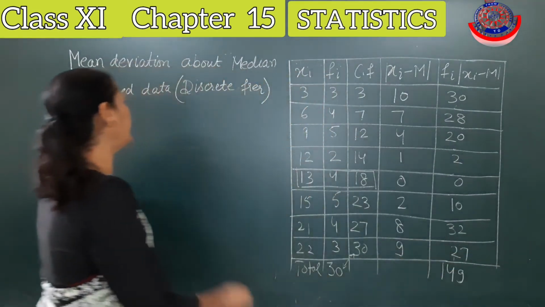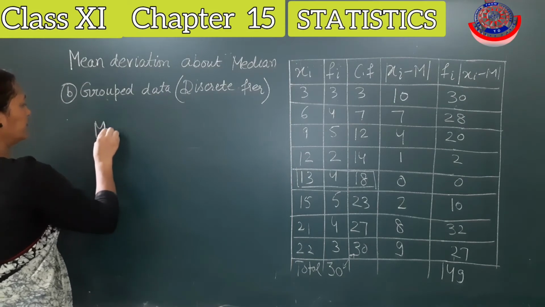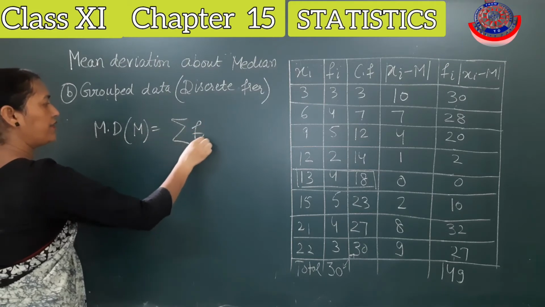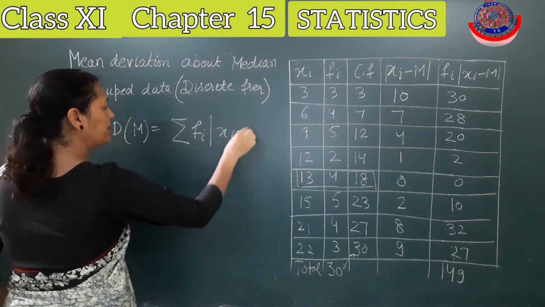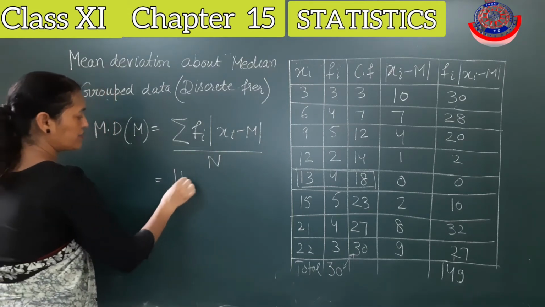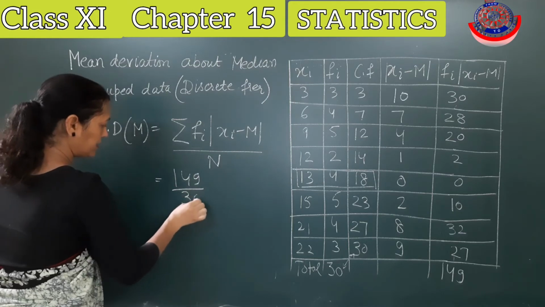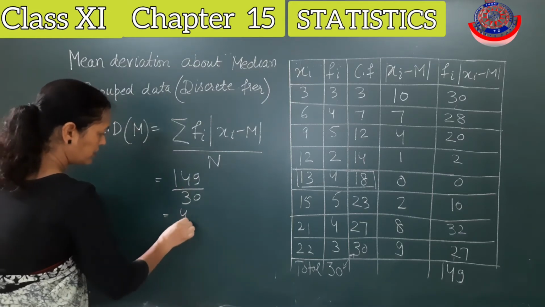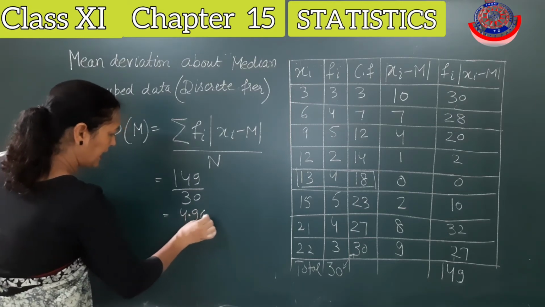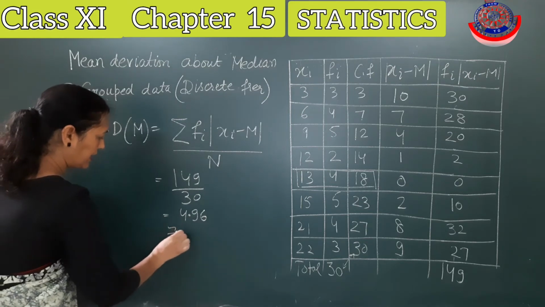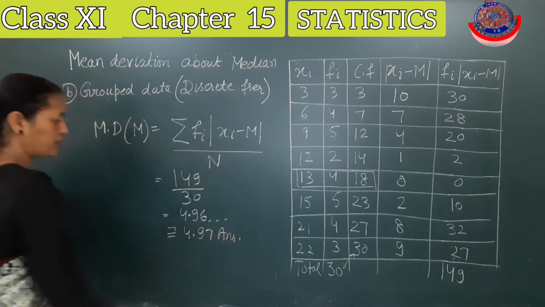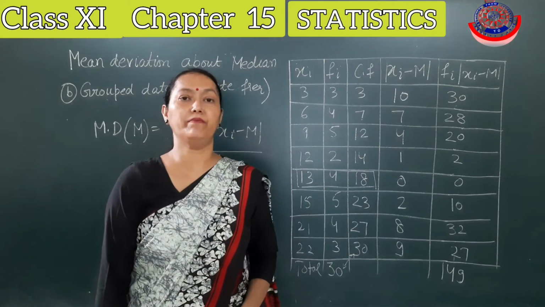Now for calculating mean deviation about median, we'll be dividing this sum of fi times xi minus m with sum of fi, that is capital N, means 149 divided by 30. So approximately 4.967, so on, or we can write it as 4.97. So this is the answer for mean deviation about the median.